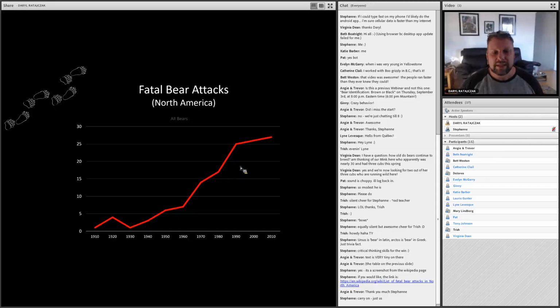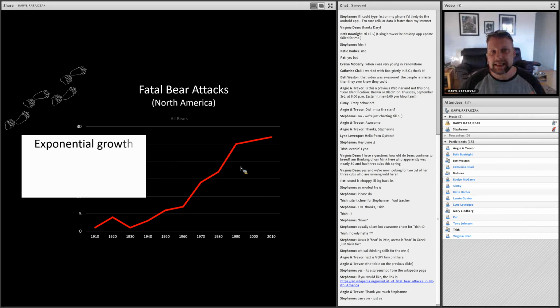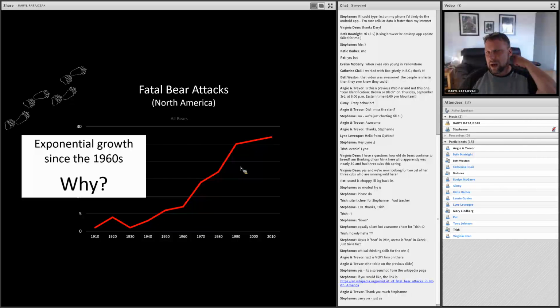You can see early on, there was not much happening, but then it took off. In the 1960s, we're seeing exponential growth in these very severe encounters. Does anyone know why that happened? There are two things I'm looking for. Why do we see this sudden crazy growth in these severe bear encounters? Anyone know?